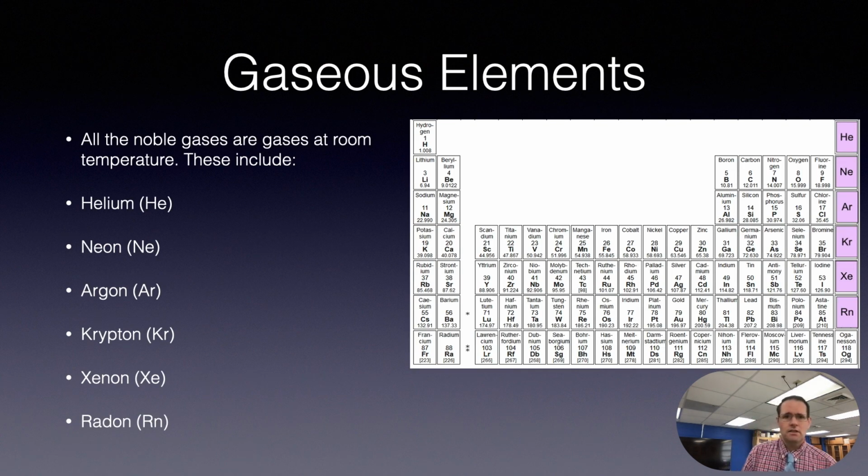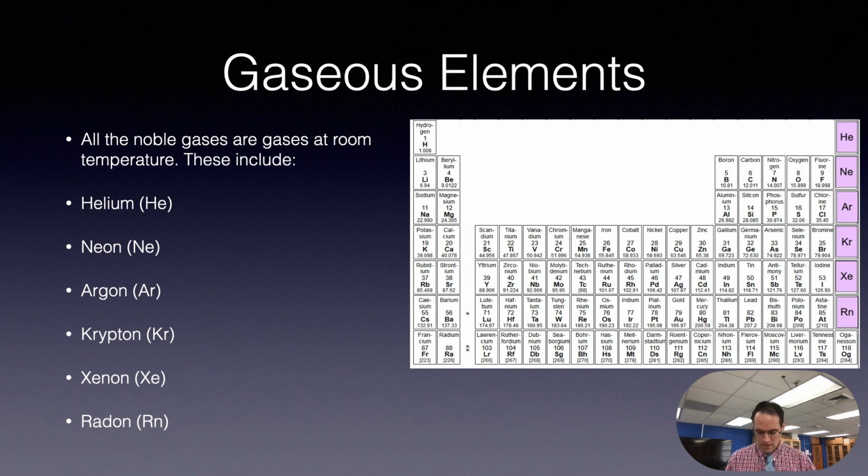Now, what about gases? Your gaseous elements are in a couple different locations in your periodic table. First, let's talk about the noble gases, okay? Noble gases are found here on the right-hand side of your periodic table. They're all gases at room temperature. The noble gases include helium. This is chopped off my periodic table. They include helium, neon, argon, krypton, xenon, and radon.